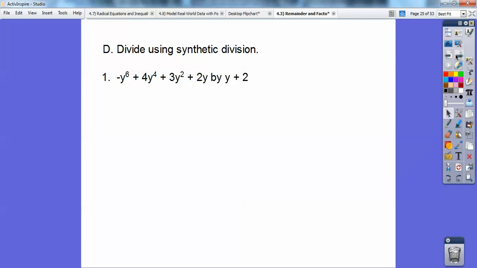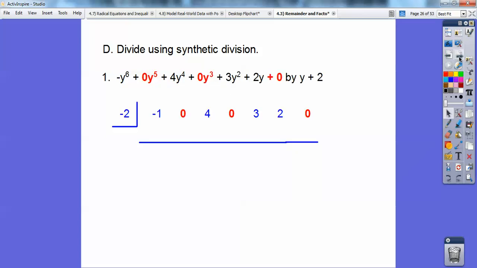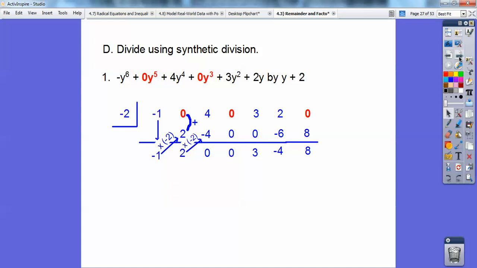So let's go ahead and do synthetic division right here. I'm going to put in my box negative 2. It's always the opposite of that. And then there's no y to the fifth, there's no y squared, and there's no number after the 2y, so I have to insert zeros for place values. Then I'm going to slide them down times the box number. Add, slide them down times the box number. Add, slide them down times the box number, and you carry that out. This is always 1 degree less.